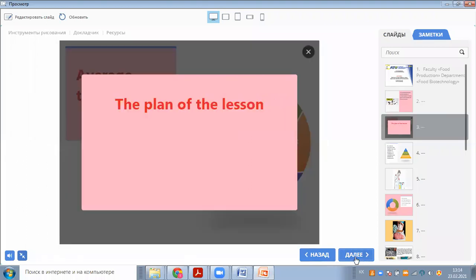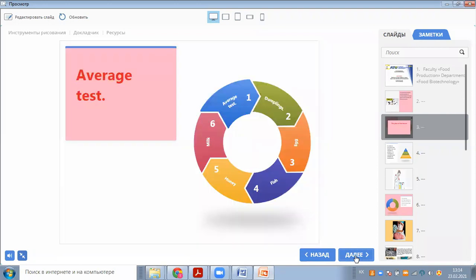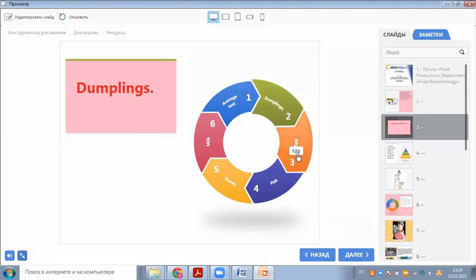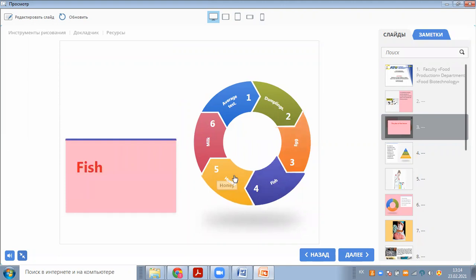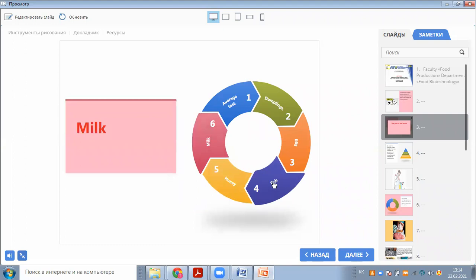And then next, about the plan of this lesson. Today, I will talk about the average tests, about the dumplings, and how to take the average samples from various types of raw materials or food products, for example, from eggs, from fish, and the honey, milk, and the meats, and the other products.